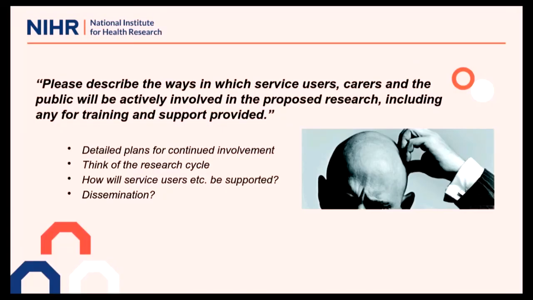So the second question that you'll be asked in the second stage of the application process is, please describe the ways in which patients and the public will be actively involved in the proposed research, including any training and support provided. So at this point, you'll be looking to clearly explain your plans for public involvement going forward. It's a really good time for you to refer back to the research cycle that I spoke about earlier and have a think about the ways in which your individual project will benefit from input from service users.